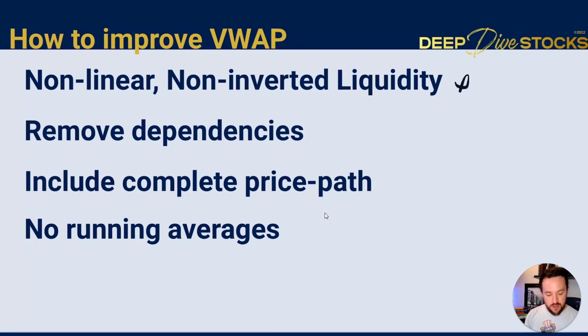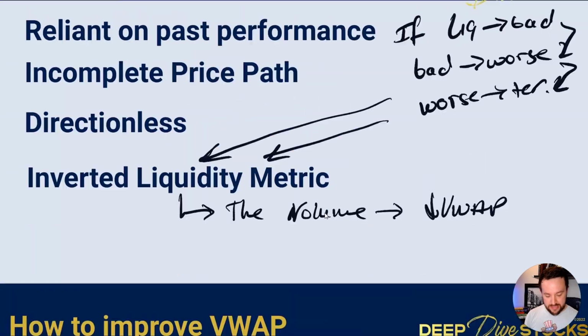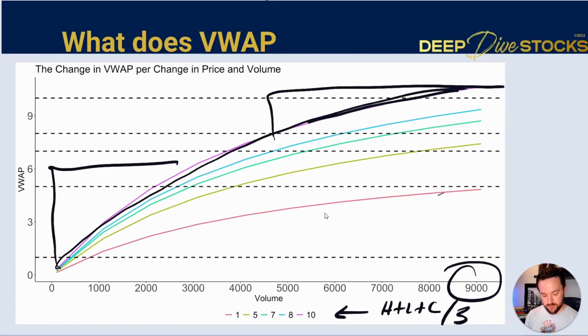For instance, one of the first things I noticed was that we needed a metric that measured liquidity that wasn't linear and wasn't inverted. I wanted a metric that the more illiquid a stock became, the more the metric responded to that. When a stock is liquid and everything is running smoothly, I don't need a metric to tell me this. But I want my metric to shine when things are getting rocky, when things are getting crazy, right? And that's exactly when VWAP underperforms.